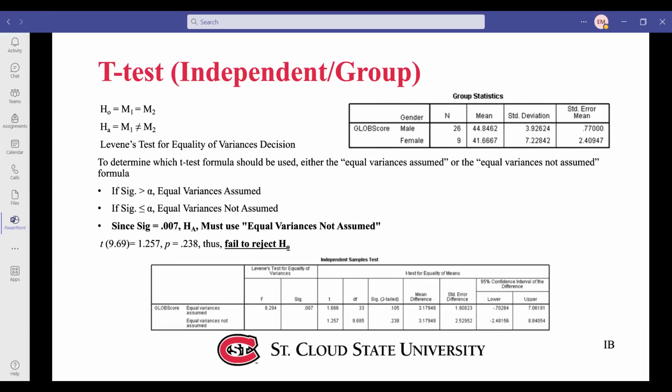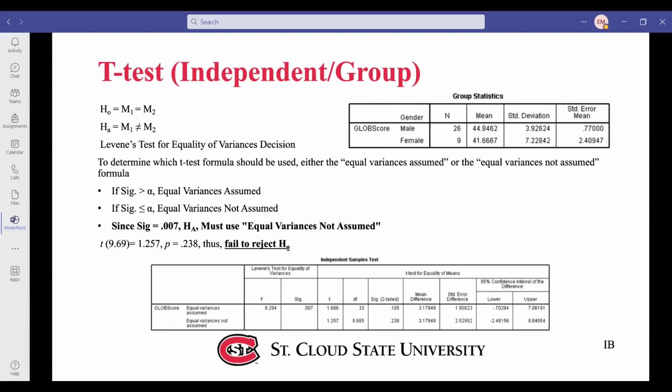Now, because Levene's test is 0.007, and that value is less than 0.05, we will have to not assume equal variance. And that's kind of intuitive, because we already know the data is not balanced. We have 26 and 9, so we can expect unequal variation, right? So sometimes it makes sense.